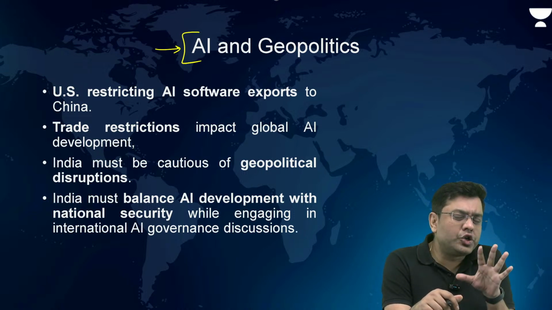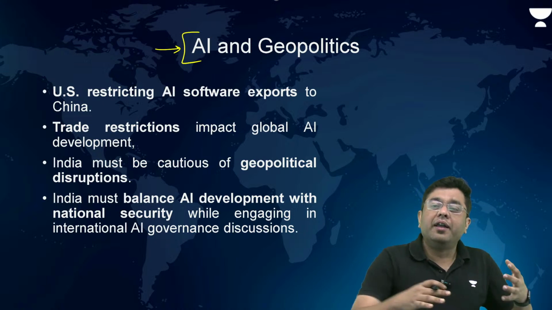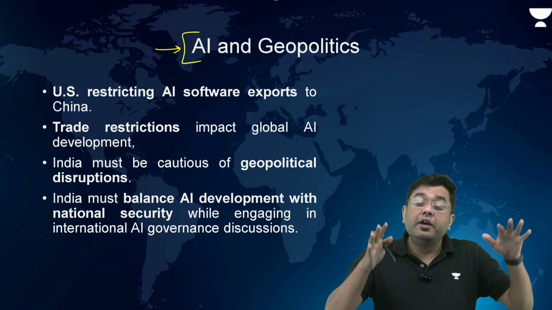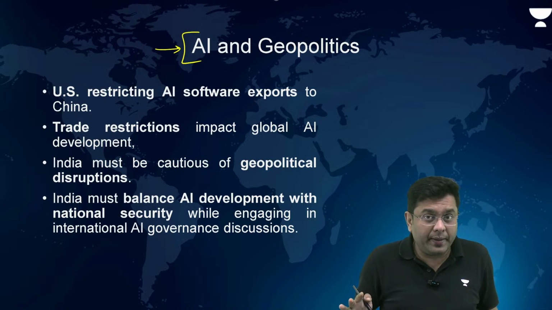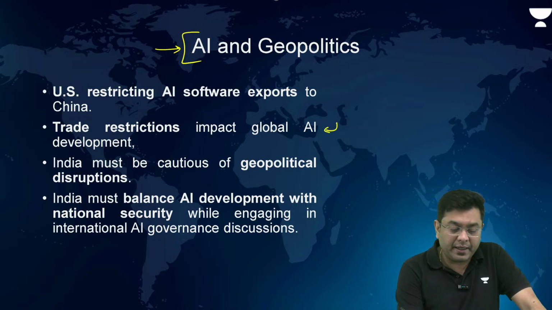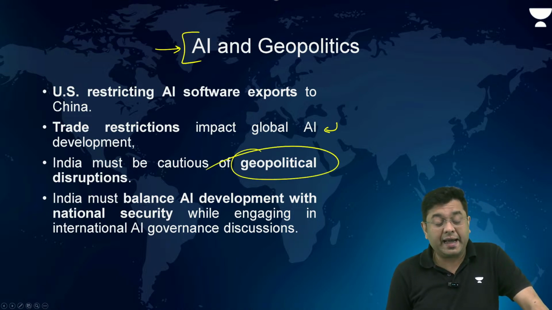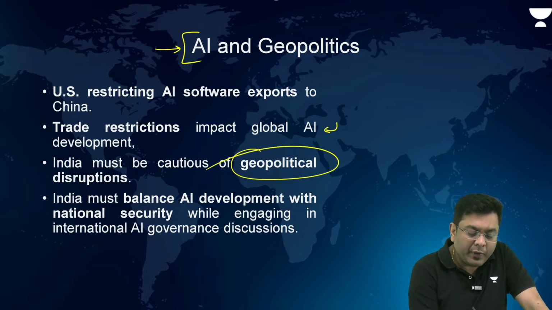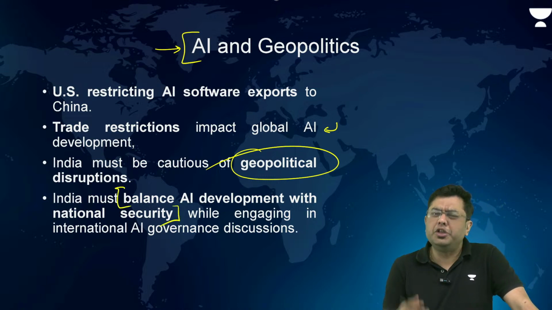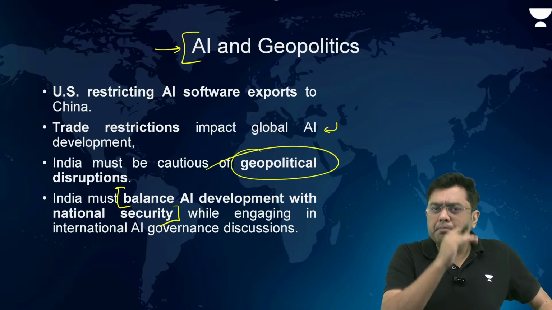So, India should not act or work in isolation as of now. Rather, India should be a ready and collaborative global partner which offers alternatives to the world. Right? So, trade restrictions impact global AI development. India must be cautious of the geopolitical disruptions which can happen in AI. And that is where India must balance AI development with national security, ensuring military, strategic, technological needs are maintained and fulfilled.